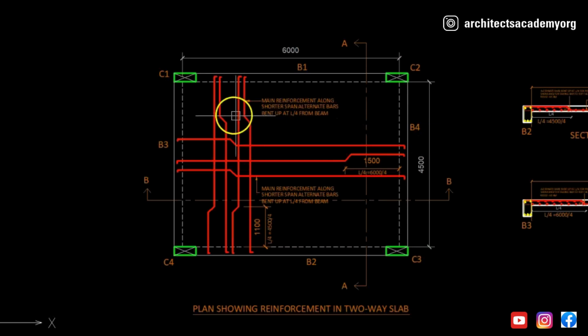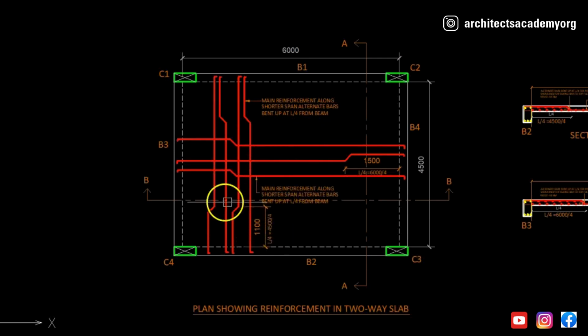What it means is that whatever load is coming on the slab, it is going to travel in both directions, along the longer direction and along the shorter direction. So that's why this is going to be designed as a two-way slab. Another meaning of it being a two-way slab is that the main reinforcement in this slab is also going to run in both directions, along the longer direction and along the shorter direction.